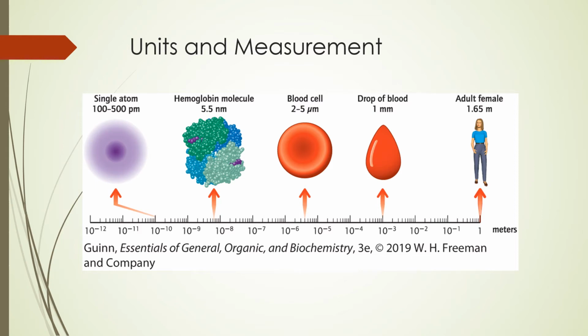Scientists and healthcare professionals take measurements on a daily basis. So in this section, we will describe some of the most common units of measurement in both the English system and the metric system. This picture gives you an idea of the measurement of length. For example, an average human female is about 1.65 meters tall. The meter here is the unit.